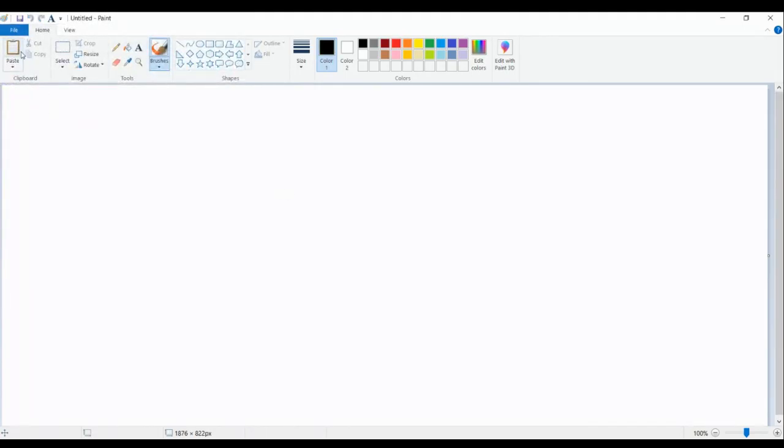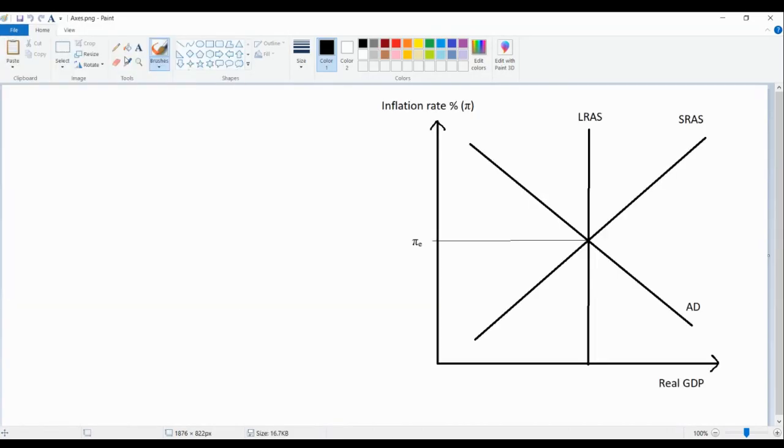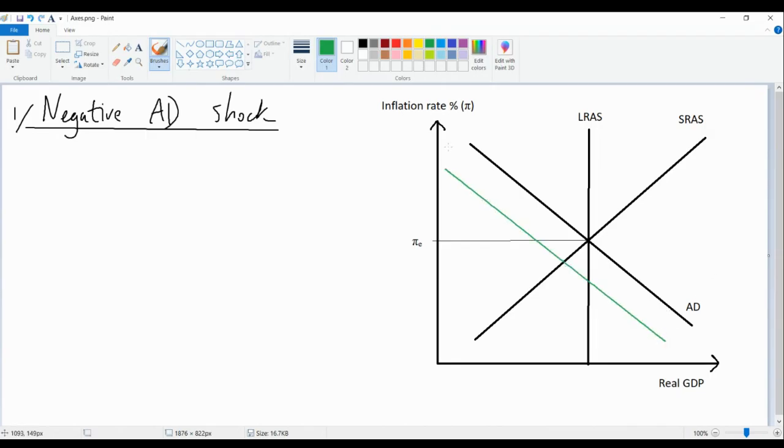Let's start with our first scenario. The first scenario is going to be, hopefully straightforward, a negative demand shock. What's a negative demand shock? A negative demand shock is a shock that first of all hits the demand side. And negative means that it lowers GDP. So something happens that decreases spending.